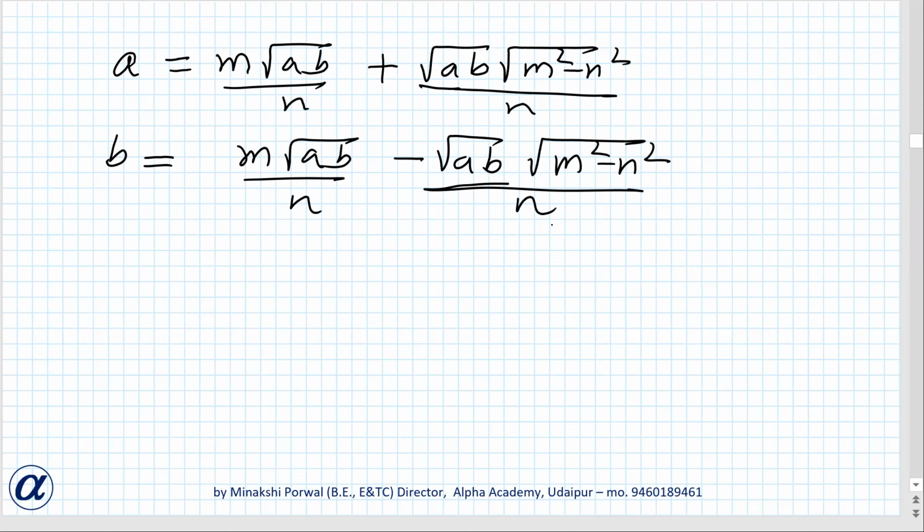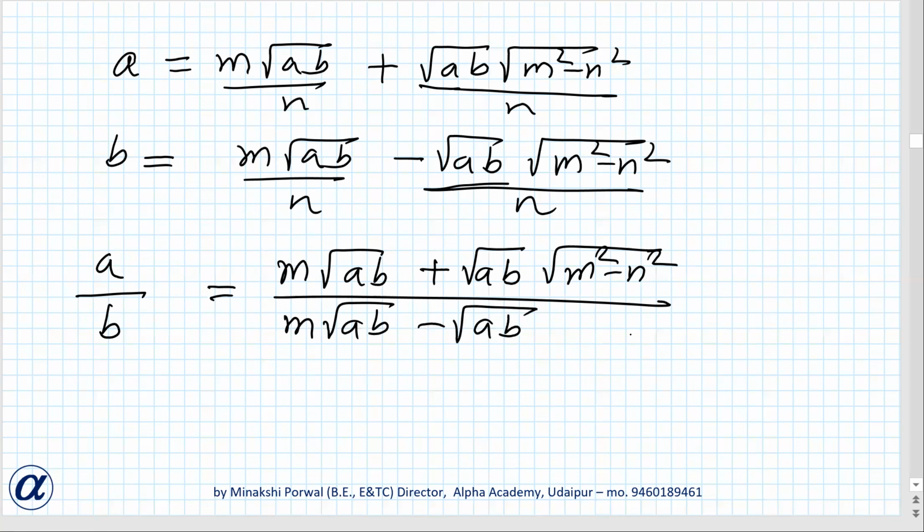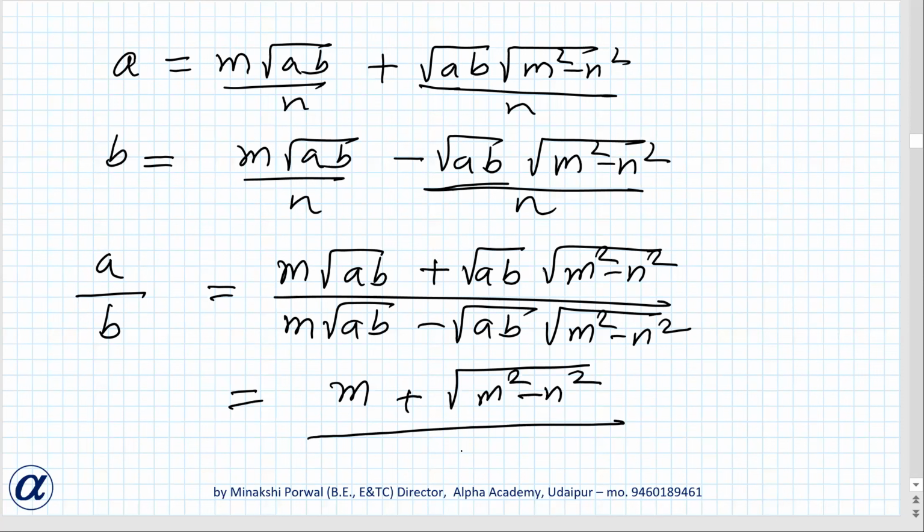Now A by B. The common denominator is N, so N and N will cancel when we divide A by B. It is equal to M under root AB plus under root AB under root M square minus N square upon M under root AB minus under root AB under root M square minus N square. Taking under root AB common from numerator and denominator and cancelling it, this will give us this term. This is A by B. This is what we have to prove.